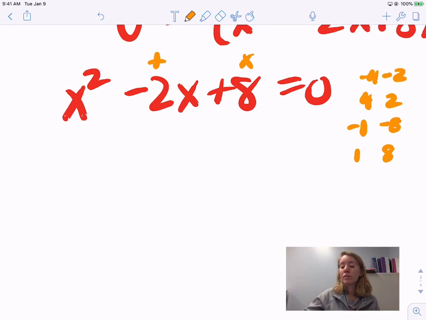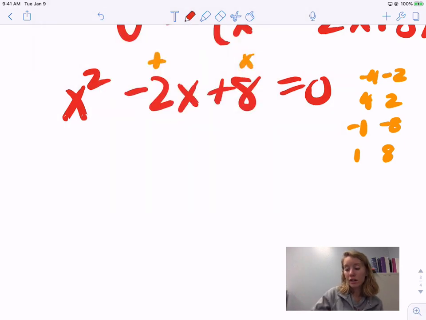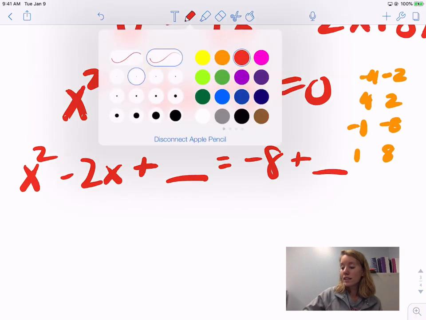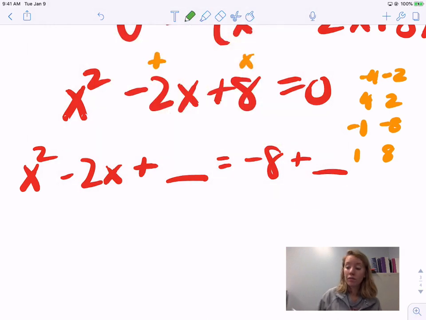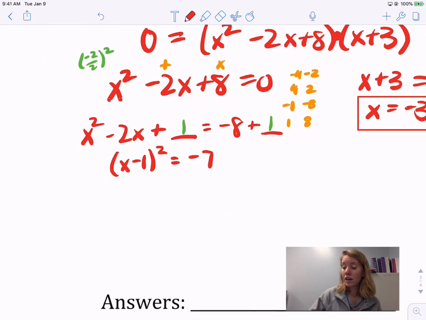Just as a reminder, I'm going to do completing the square. So first thing, subtract 8 on both sides. So I'm going to get x squared minus 2x plus blank is equal to negative 8 plus blank. Okay. So now I'm trying to figure out what goes in that blank. So I take that middle term b, divide it by 2, and square it, and I get 1 in both of the blanks. So the left side, we've set this up so that it'll factor nicely. x minus 1 squared is equal to negative 7. And now we solve.